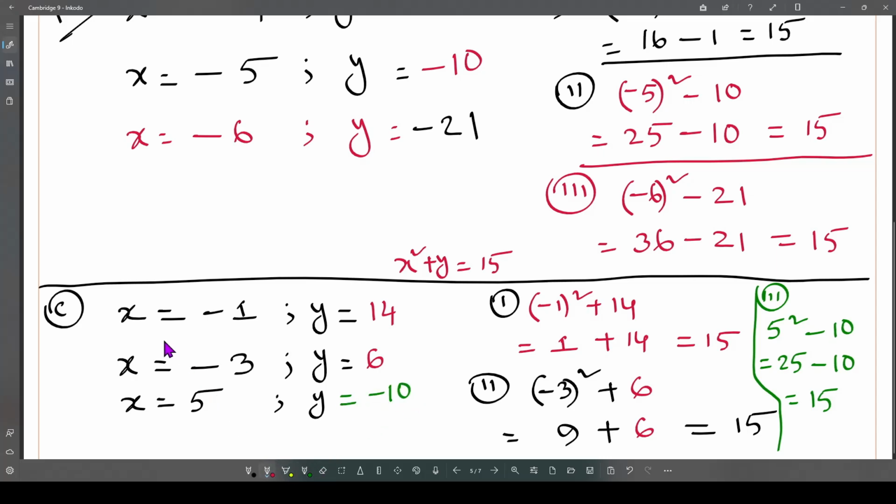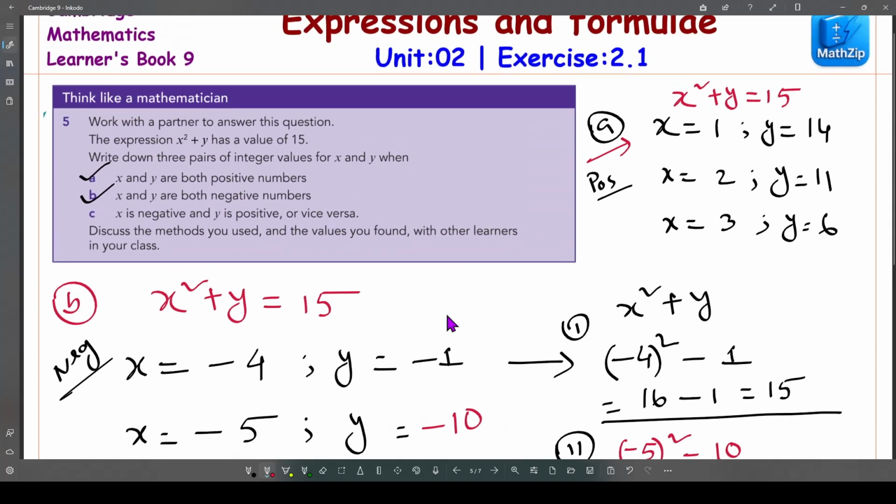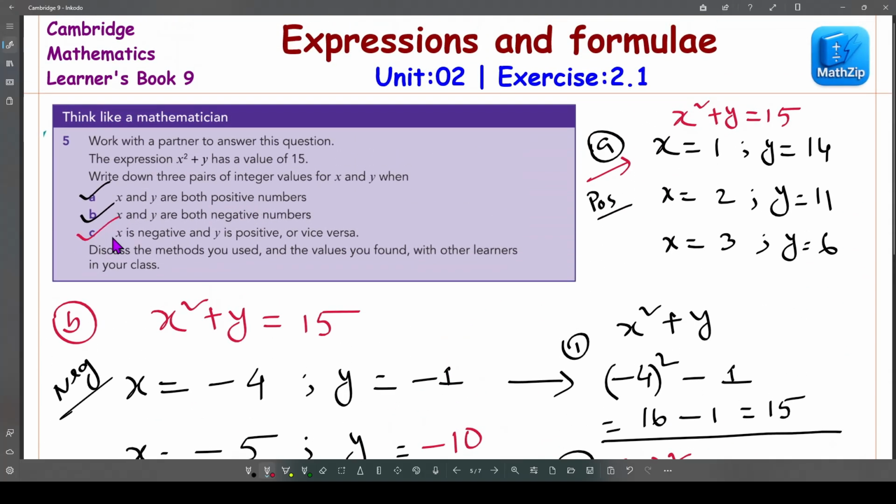Now look, once x is minus, that time y is plus. Again when x is plus, that time y is minus. So as per the question, we are doing everything. So number A, B, C done.